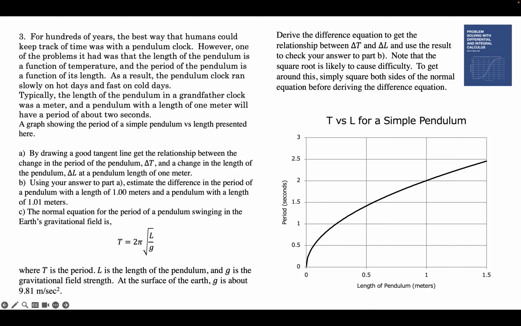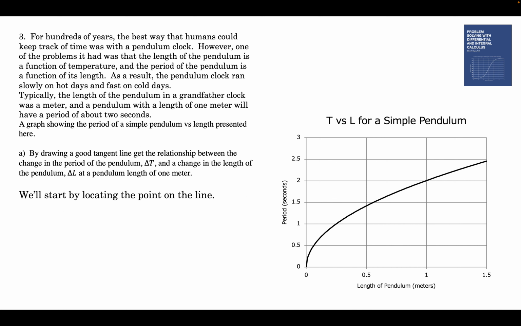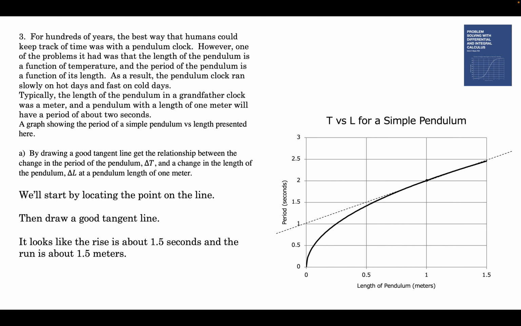So draw a good tangent line to get the relationship between the change in the period, delta T, the rise, and delta L is the run, around 1 meter. So let's first identify the point. It's right there. Next, we draw a good tangent line. And then the rise looks like it goes from 1 second to 2.5 seconds, which is 1.5 seconds. And the run is the whole range from 0 to 1.5. It's 1.5 meters. The slope looks like 1 second per meter.